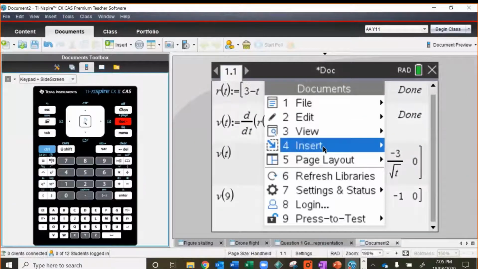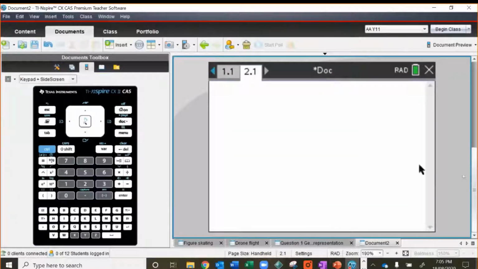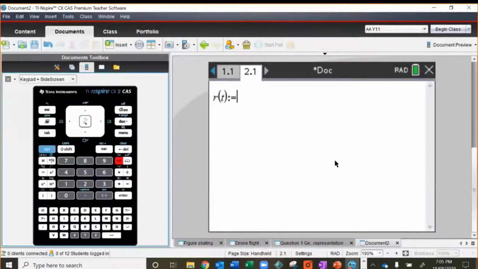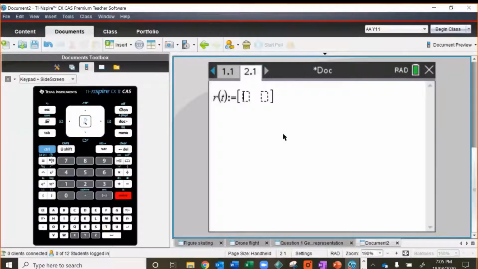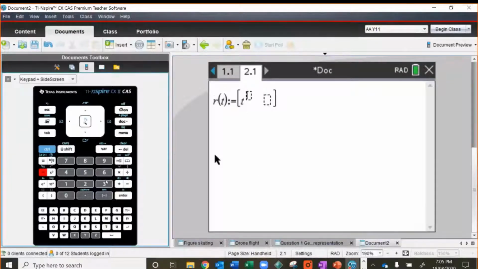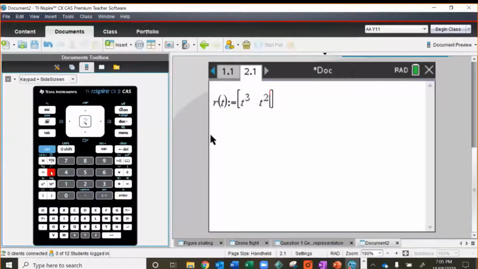So I will insert a new problem and start with the calculator. And similarly as we did previously, some repetition is good just to remember how things are done. The only difference is that our position vector now only has two components, so I need this 1×2 matrix. So let's enter what was given in the question. It was t cubed for the i component and t squared for the j component.